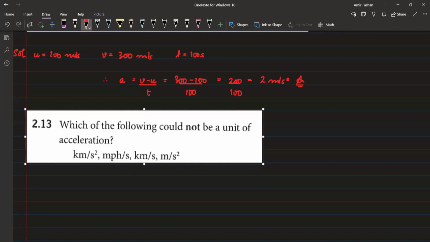It could be meters per hour, such as MPH. Okay, and only this one? Let me see. Kilometers per second. Okay, that's good. Kilometer per second cannot be a unit of acceleration, because for acceleration, a square should be there in the denominator.